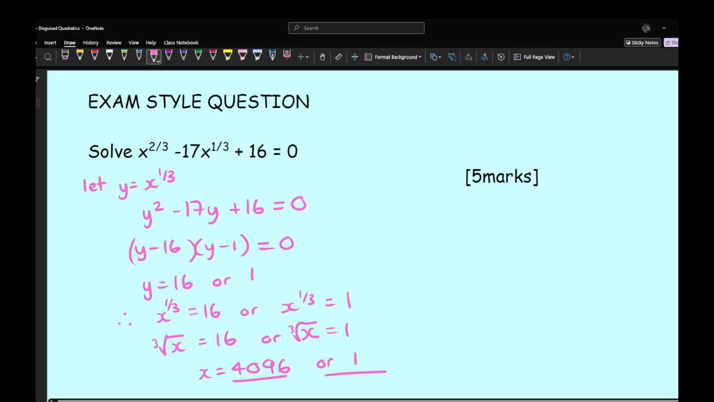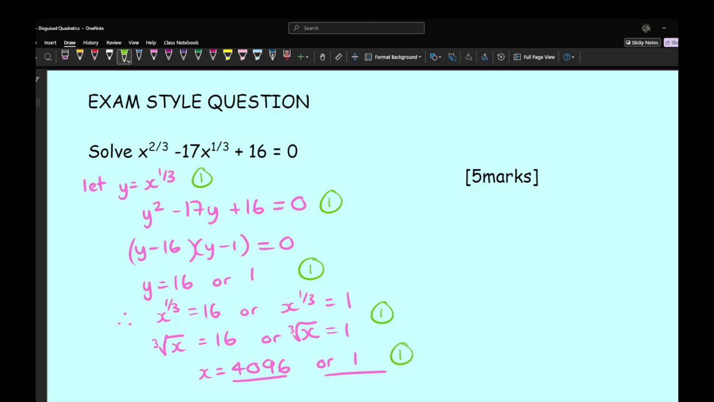Now typically, where would the 5 marks be awarded? Well, you'd get 1 mark for using a correct substitution, 1 mark for substituting into the quadratic, 1 mark for finding the values with respect to y by solving the equation, then substituting it back in, and then 1 mark for your possible answers. And again, if there are no solutions, always make sure that you are writing it.